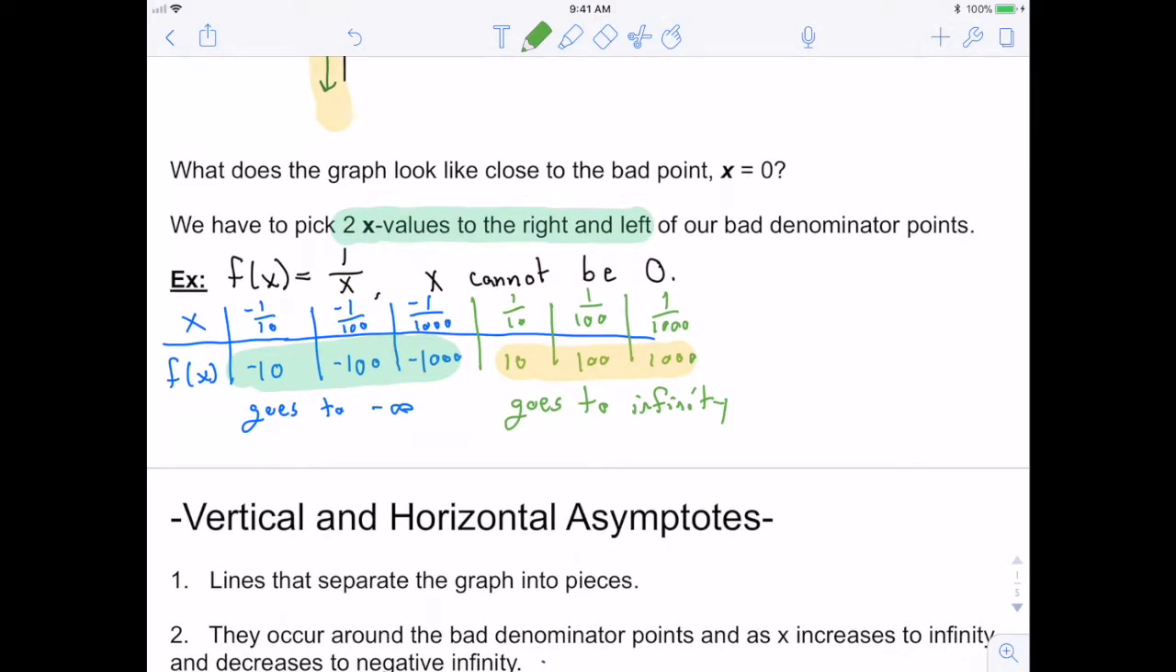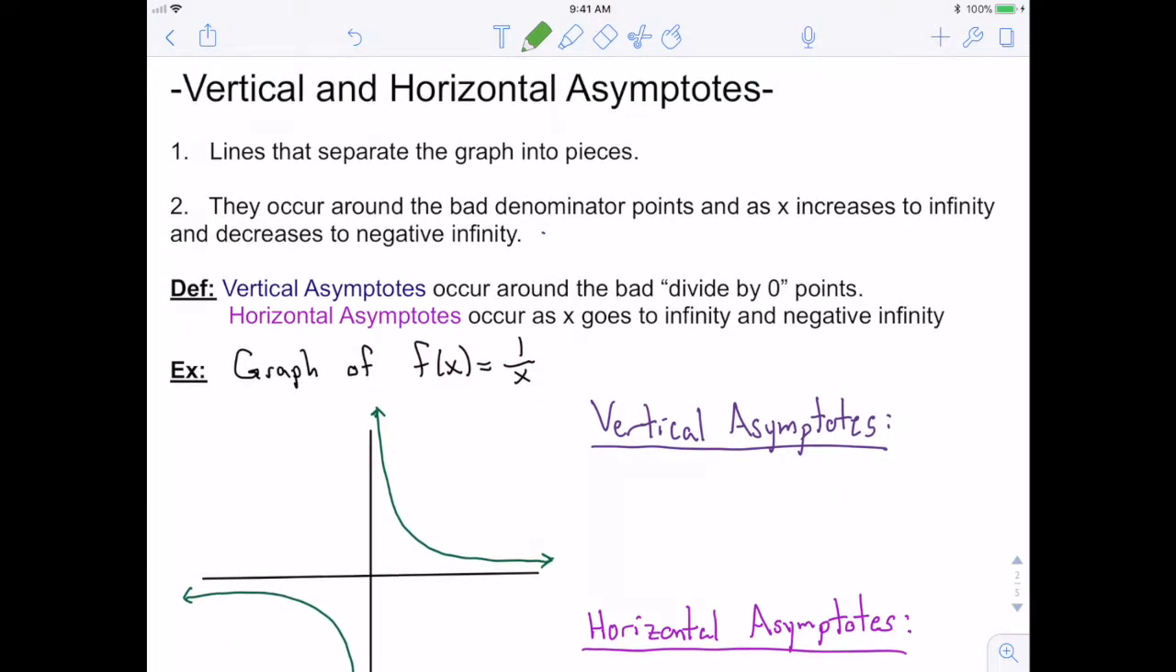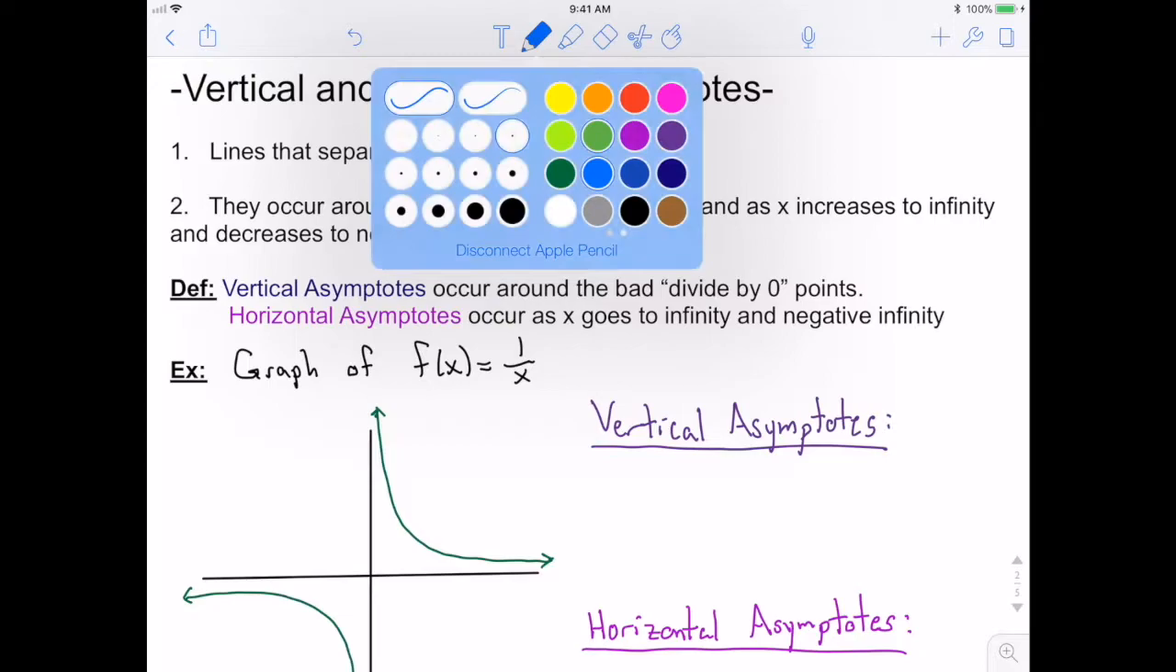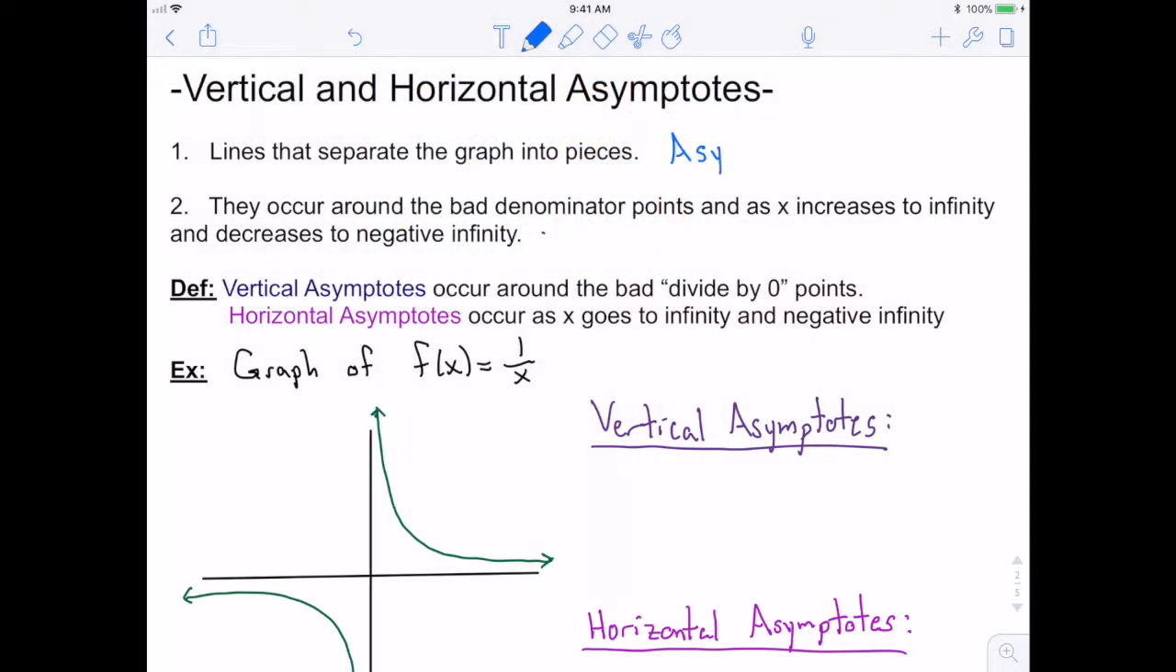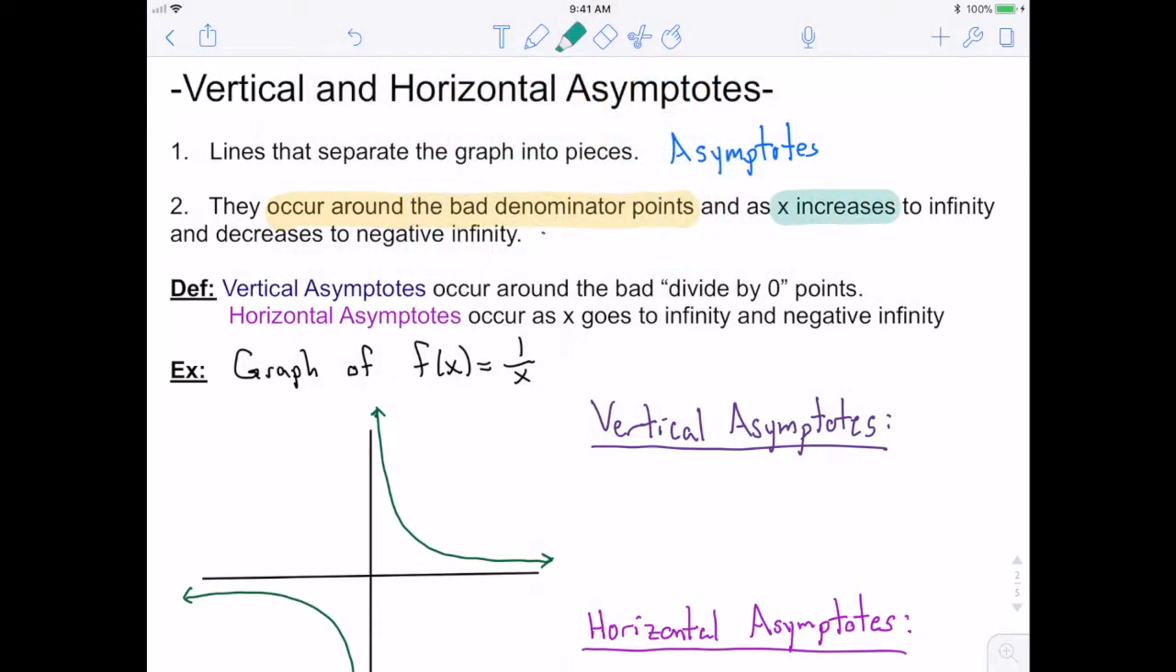Now we call these by a special name. Lines that sort of divide or separate our graph into pieces we call asymptotes. And they occur in two different forms. They occur around our bad denominator points, and they occur as x goes to infinity and negative infinity. So let's see these on our graph here.